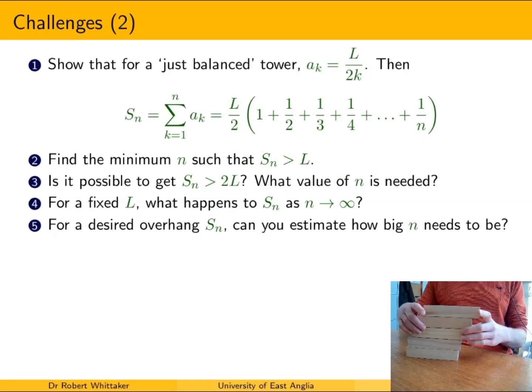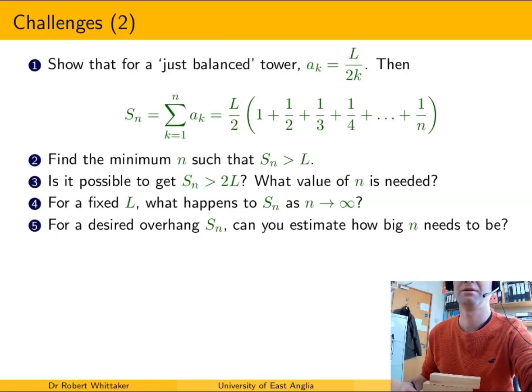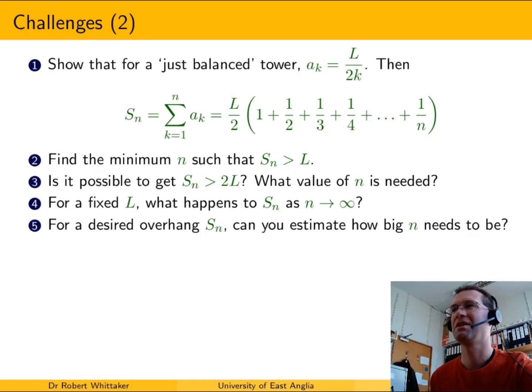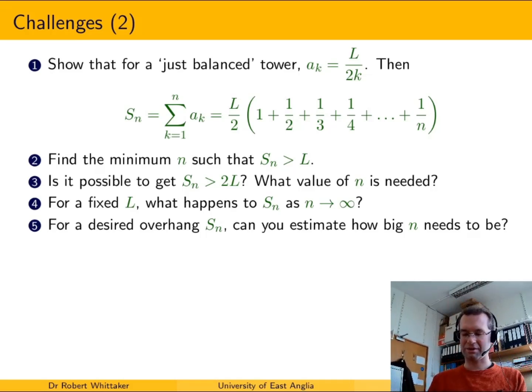Okay, so there are some more challenges now for you to think about before the live session. So first of all, if you're into mechanics, you could have a go at proving that for a just balanced tower, each of the overhangs, Ak, is equal to L divided by 2k. So for k equals 1, you'd have an overhang of L over 2, and maybe you can see that's what's got to happen. And then for k equals 2, you'd have an overhang of L over 4. And maybe that's obvious as well, but can you prove that for a general k?